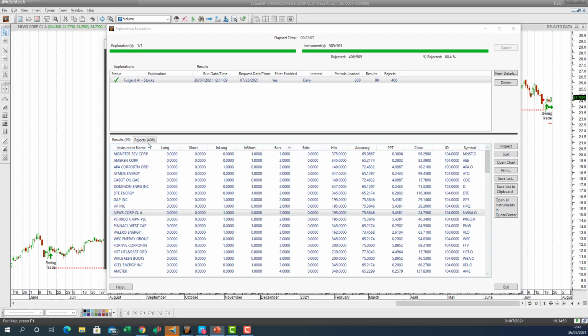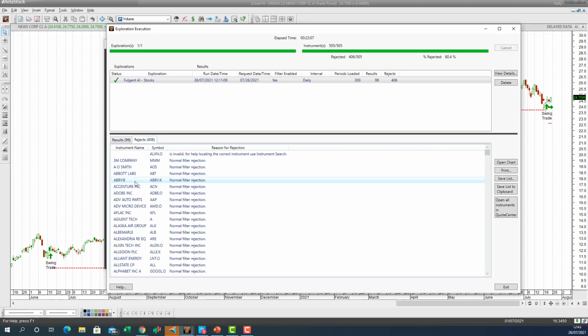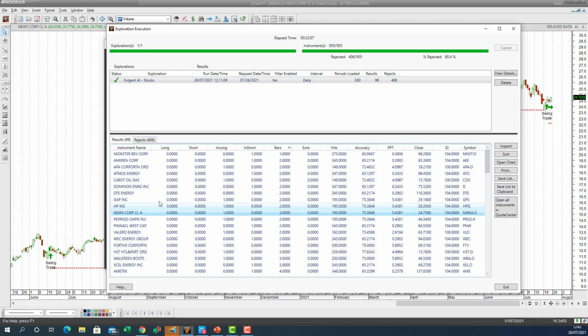Now, the fact that something's rejected tells you that the AI has either hit its profit target and recommended selling out, or it hit a trading stop loss. So we'll look at some of those in a minute. Some of the rejects have some interesting names there as well. But looking at the most recent trades, I've got them open.